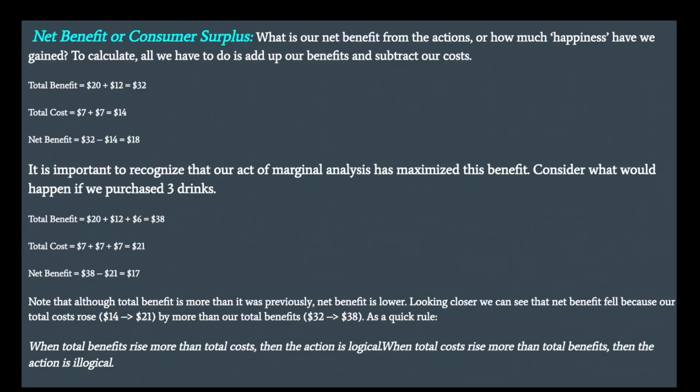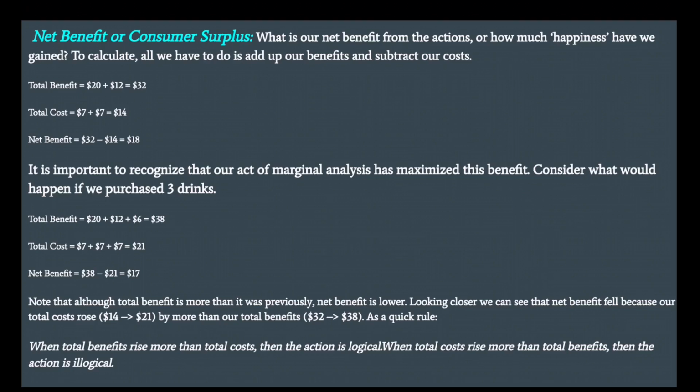Net benefit or consumer surplus. So what is our net benefit from the action, or how much happiness have we gained? To calculate, all we have to do is add up our benefits and subtract our costs. So the total benefit here is $20 plus $12, that is $32. The total cost at each is $7 plus $7, that is $14. So net benefit is $32 minus $14, which is $18.